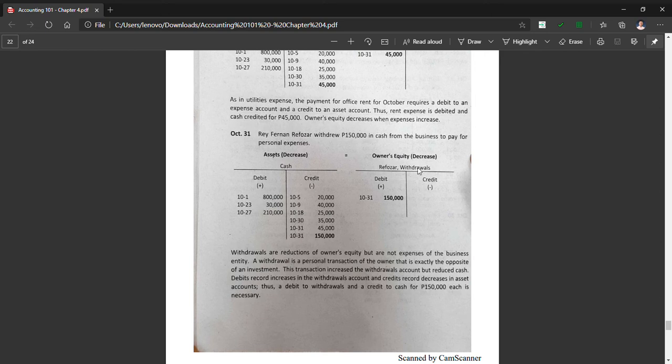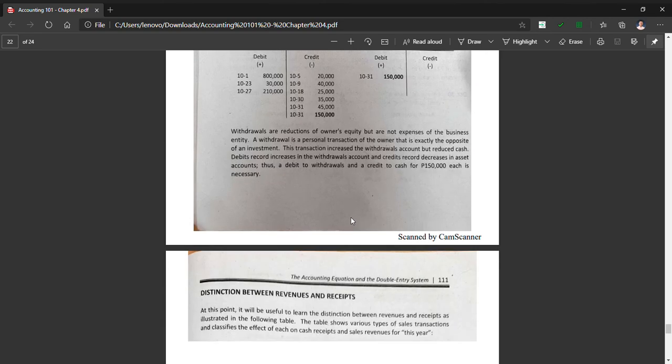Specifically, ang account na gagamitin natin is Refusar withdrawal. Okay, so this represents the withdrawals of the owner. So, we will be debiting it 150,000 kasi nga, ang withdrawals, papaliitin niya ang owner's equity. So, kabaliktaran lang siya ng owner's equity. So, instead of credit, we need to debit it. So, we debit Refusar withdrawals 150,000 and we credit cash 150,000.